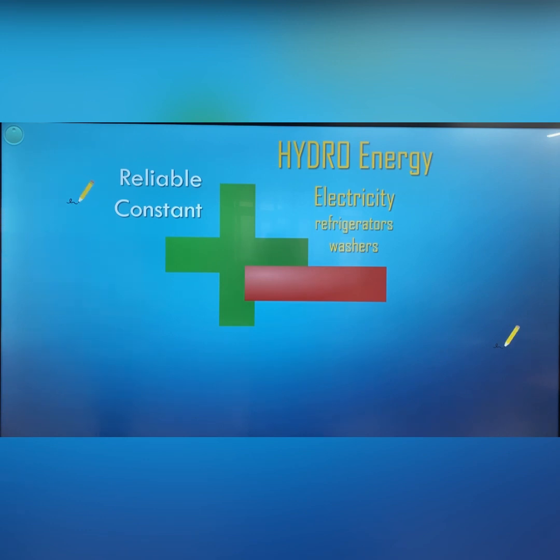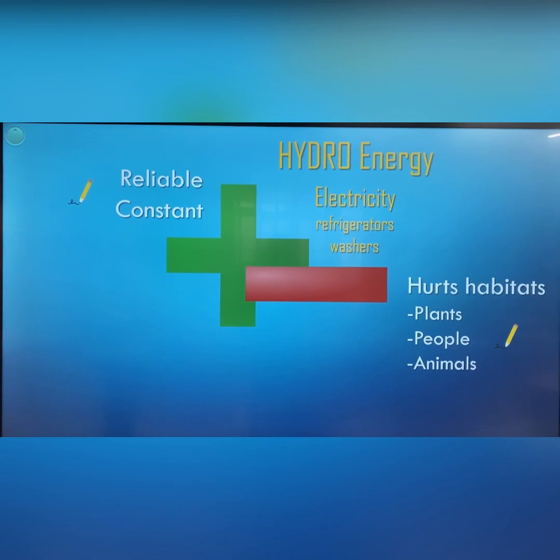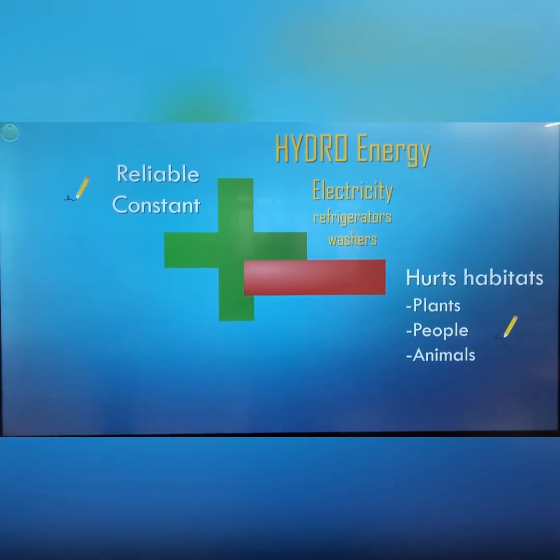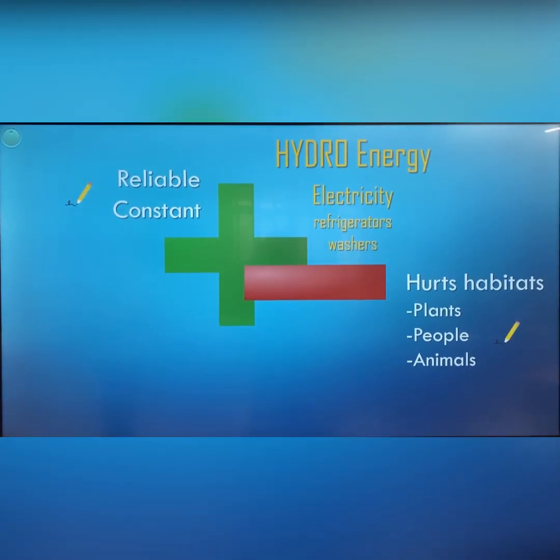What are some cons or negative aspects of hydro energy? The main negative aspect of hydro energy is that it hurts our habitats, meaning that it could contribute to pollution, but mostly it endangers our plants, people, and animals.